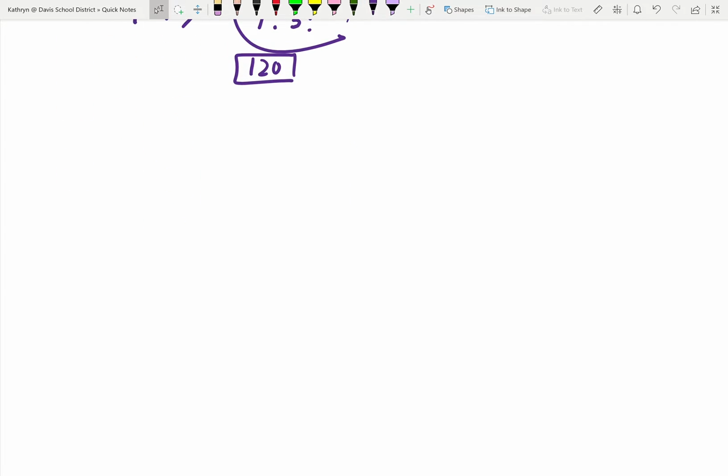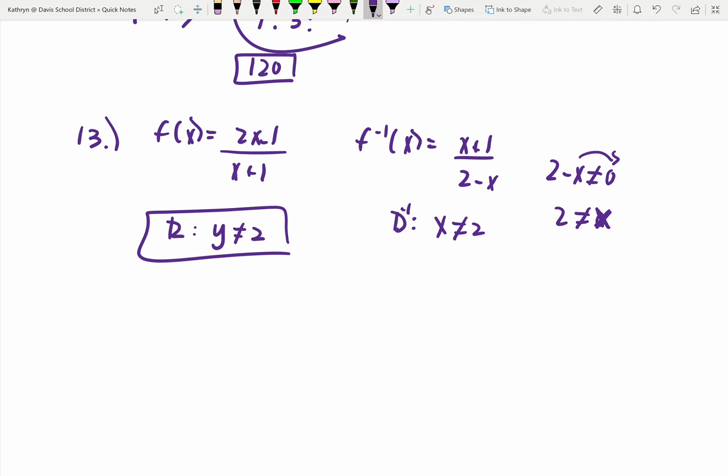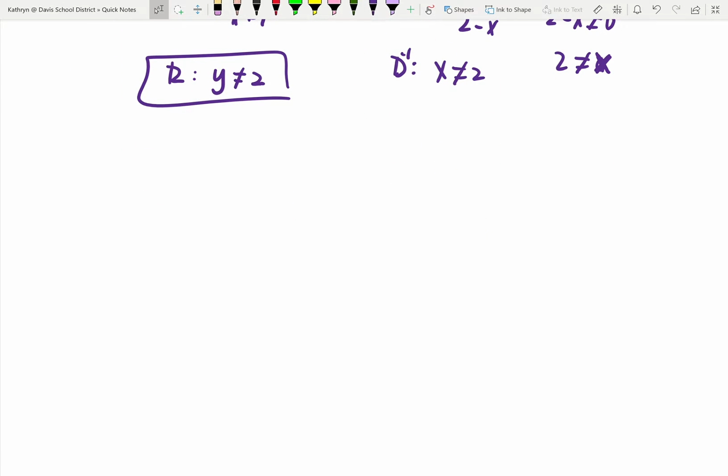Okay, question number 13. You have this f of x, and you have the inverse, and they want the range of the original. Well, the domain of the inverse is the range of the original. So the domain over here, 2 minus x cannot be 0. Pull your x over, 2 cannot be x. So in other words, x can't be 2. Well, if x can't be 2 here, then y can't be 2 here. There's my answer. Okay? Question 14.